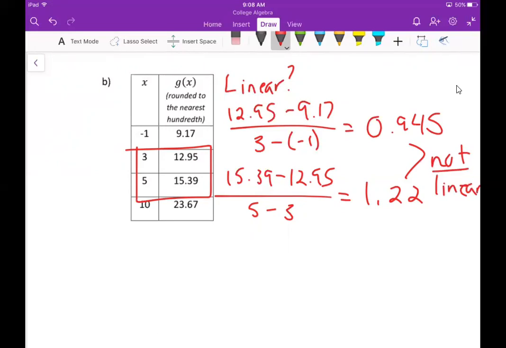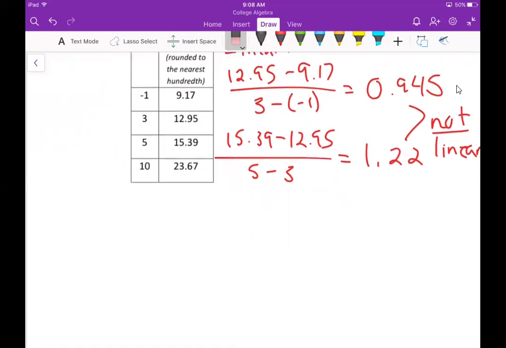Okay, if they were off by maybe like 100th or 1,000th, then I would go ahead and test the next point because we know we're working with rounded numbers. But those are off by a lot more. There's no way that's the same slope and that this is linear data. Okay, so now let's check to see if it's exponentially related.